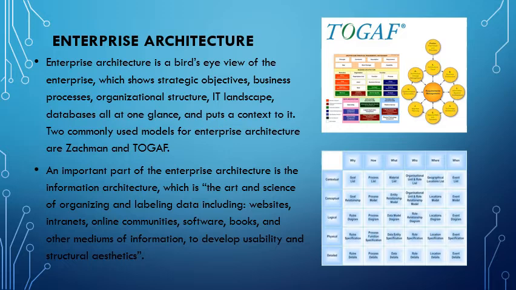So, what is an enterprise architecture? It is a bird's eye view of the enterprise, which shows strategic objectives, business processes, organizational structure, IT landscape, and database, all at one glance, and puts a context to it. Two commonly used models for enterprise architecture are Zachman and TOGAF.